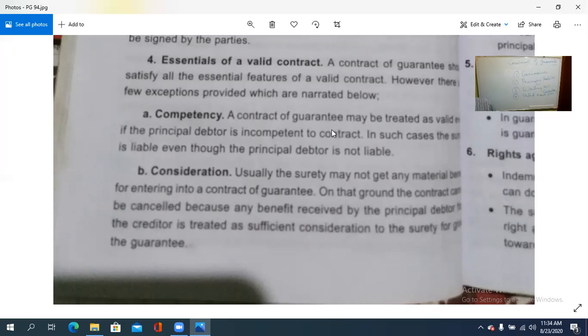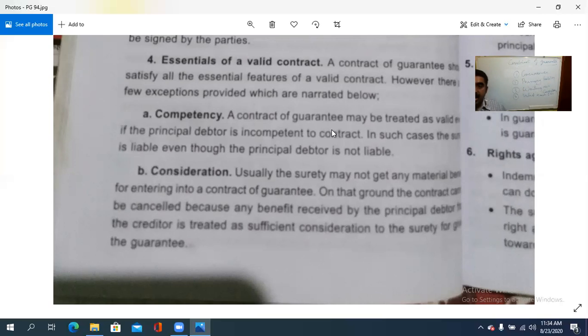That is the case with the competency, and the consideration is what? Usually, the surety may not get any material benefit for entering into a contract of the guarantee. On that ground, the contract can be cancelled because any benefit received by the principal debtor to the creditor is treated as sufficient consideration to the surety for giving the guarantee also. So that is that consideration, that contribution, and again make good the loss or compensation. Our case, that consideration, usually the surety may not get any material benefit.